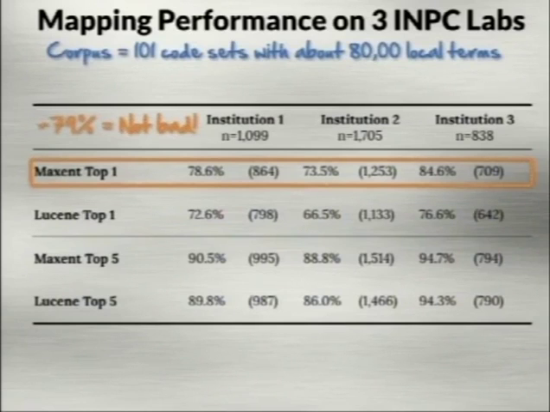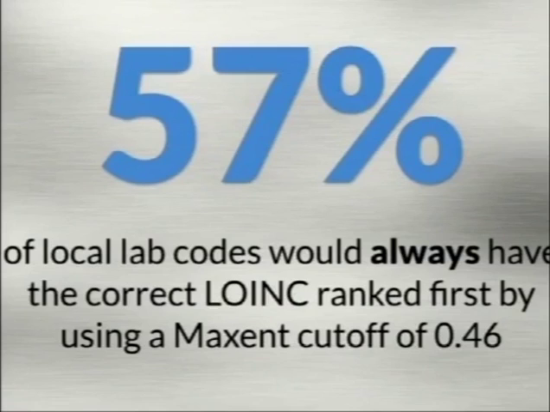One of the cool things about the Maxent scoring system was that it provided a 0 to 1 score, and we looked at whether you could use a cutoff score, saying, if it's above a certain threshold, is this thing always going to be right? It turns out if we set that threshold at a particular Maxent score, almost 60% of the local labs in those 3 systems would have always been ranked number 1.